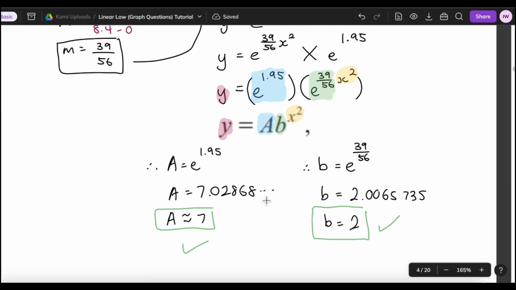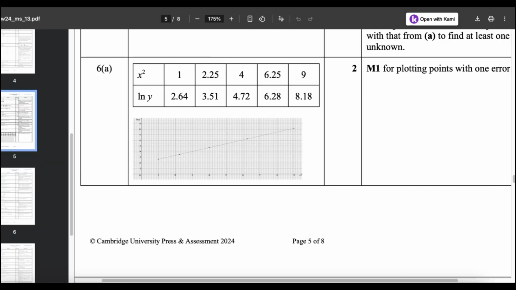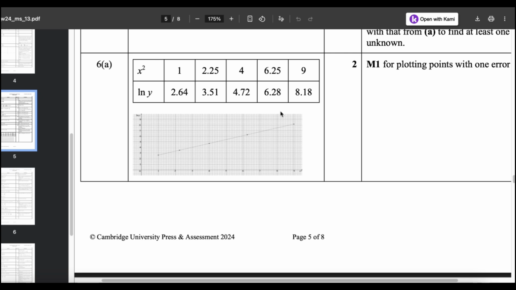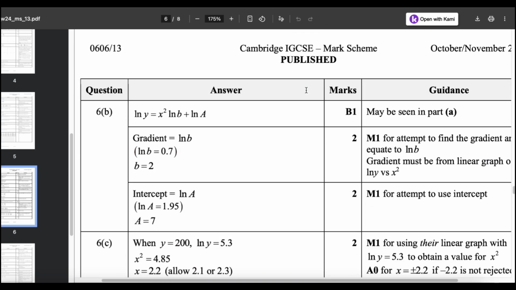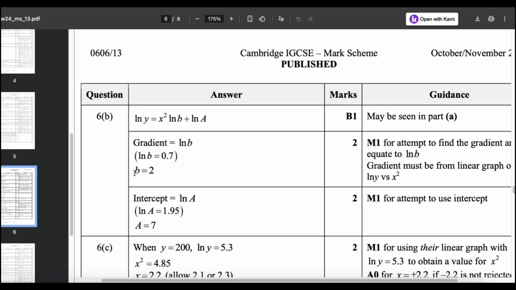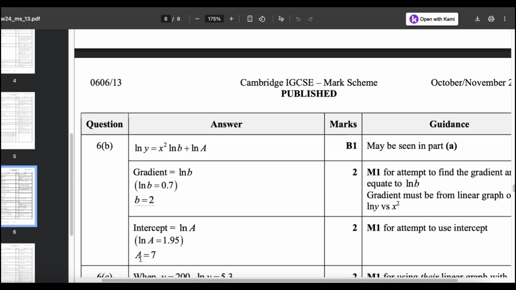Let's go ahead and check our answers and see if we got it right. I'm going to go to the mark scheme here. As you can see here, this is the graph, and it's the same values that we had, the x squared table and the ln(y) table. If we look at b, you can see that b is 2 and a is 7. So the exact same values that we have. And in fact, the exact same intercept that we happen to have. ln A is 1.95 and the gradient ln B is supposedly 0.7. I don't think we got a value that nice, but we got something pretty close for sure.